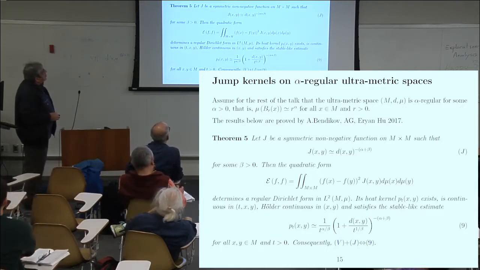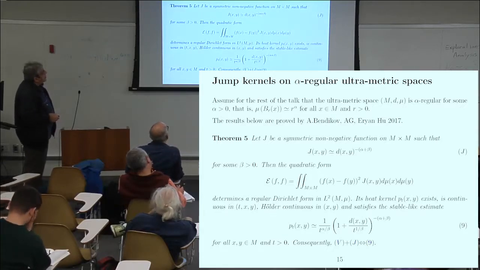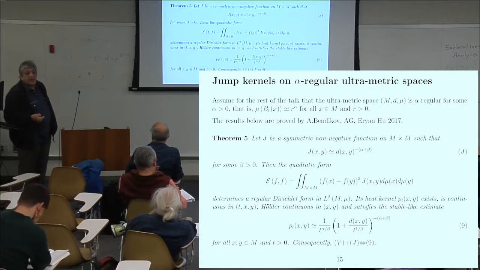Assume that the jump kernel on this space, which is alpha regular, is of order distance between x and y to the power minus alpha plus beta. Here alpha is the same as here, and beta is an arbitrary positive number, no restriction from above. Then the quadratic form that we already considered above with this jump kernel determines a regular Dirichlet form. Its heat kernel exists as a continuous function and satisfies the stable-like estimate as desired.